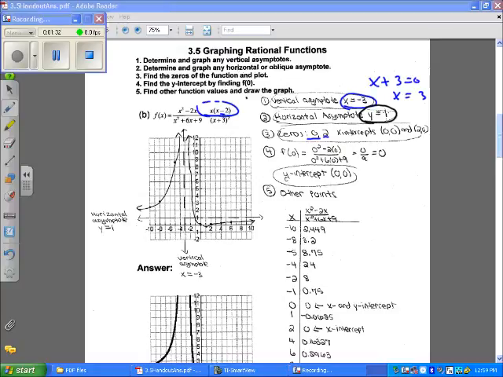To find your y-intercept, you plug in 0 for y. I'm sorry, you plug in 0 for x into this function, and when you do that, you get 0. So my y-intercept is also the origin. Okay, finally, you want to pick some other points.